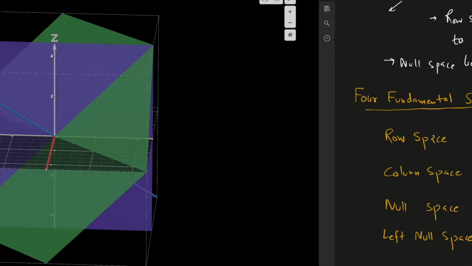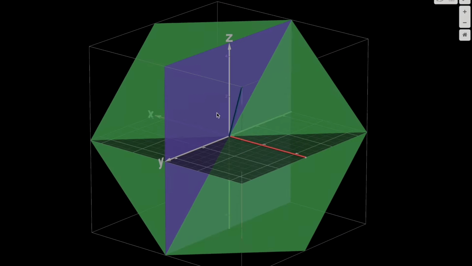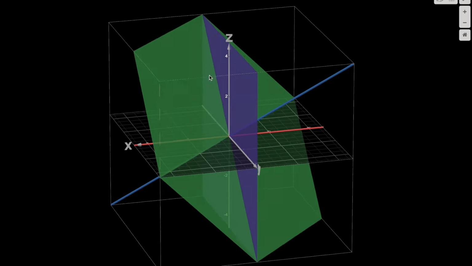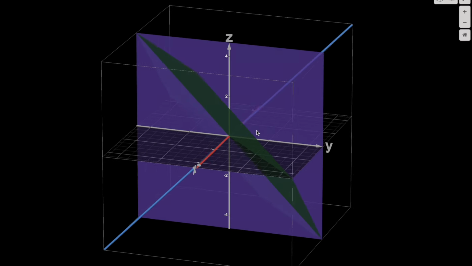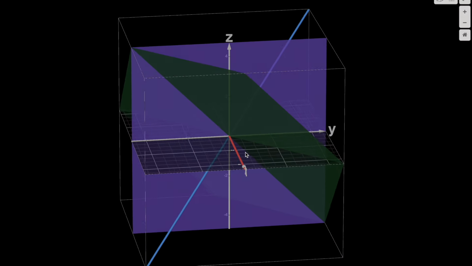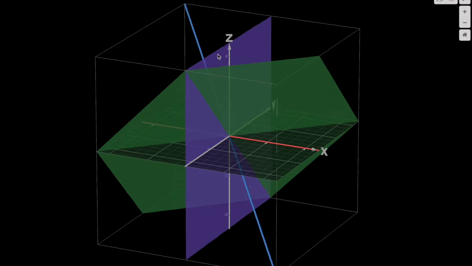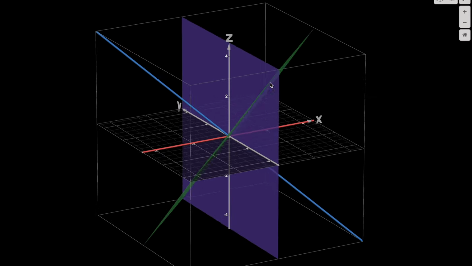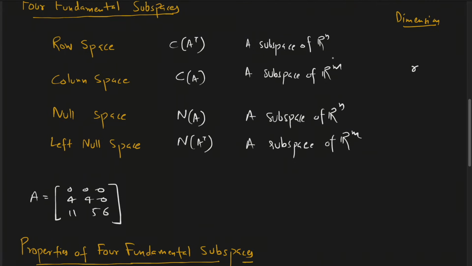If you see our matrix, this matrix A, you see that the dimension of the column space, that is this purple plane, and the dimension of the row space, that is this green plane, are the same. Both are two-dimensional. The dimension is 2, right? For both column space and row space, the dimension is 2. So if the dimension of the column space is r, that is rank, the dimension of the row space should also be 2, that is rank.